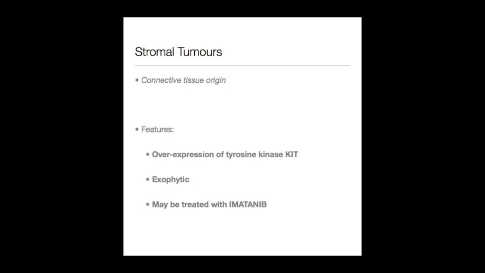They are usually exophytic tumours which have central deep ulceration and therefore often present with abdominal pain or hematemesis. Most of them are treated with surgical resection. However, in unresectable or metastatic cases, imatinib, that's often used in CML for uncontrolled tyrosine kinase activity, is highly effective.